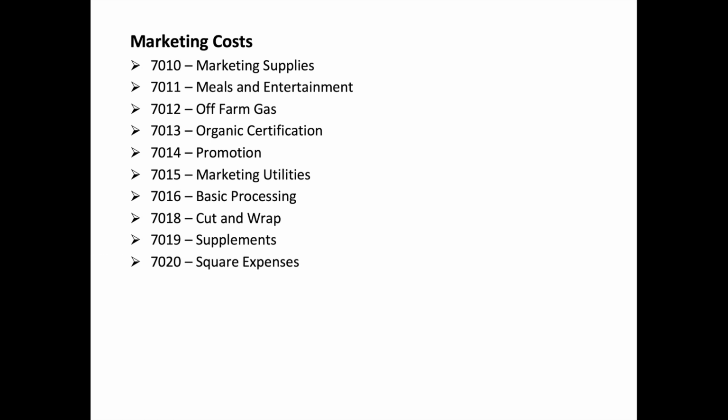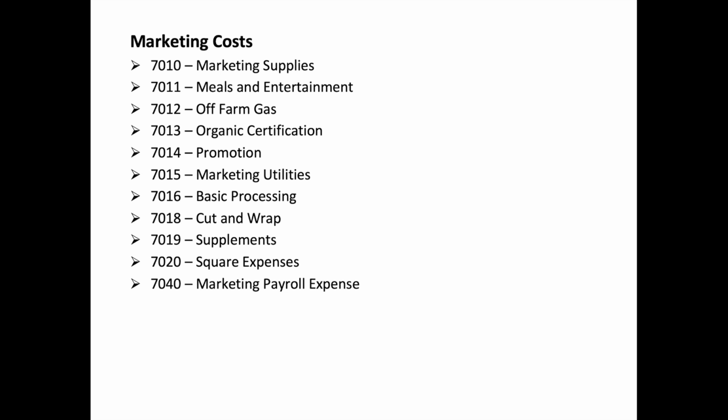Square expenses is for any expense incurred for payment services like Square, PayPal, or Venmo, or for credit card fees charged to you as a vendor. They do not go under bank charges in administration because they're directly related to selling your crops.